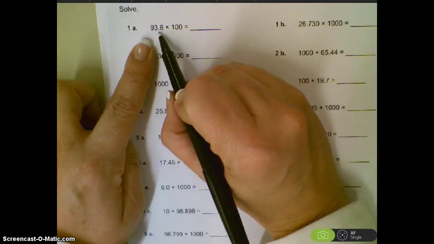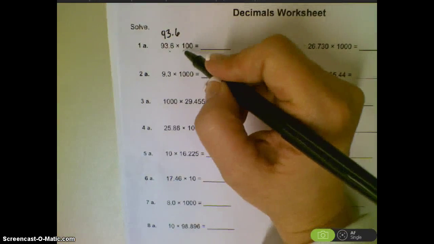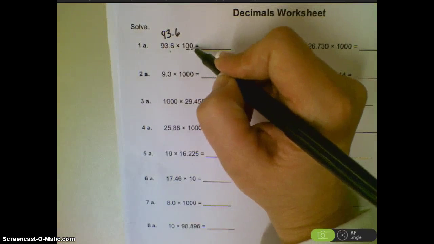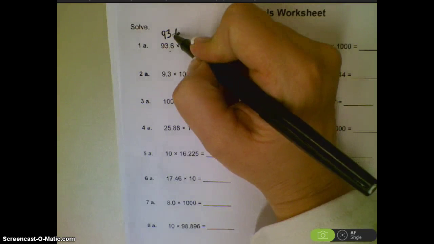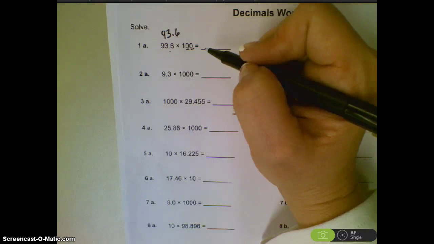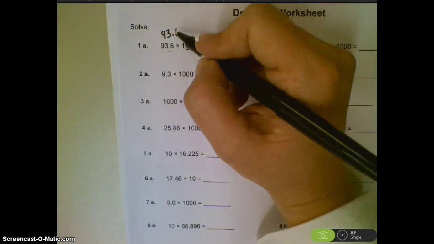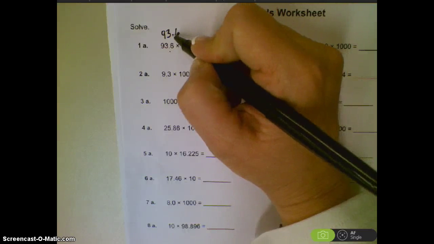I'm going to find my decimal here. I'm going to just rewrite it up at the top, 93.6, and I'm going to count how many zeros I have back here. And I have 2, so I'm going to move my decimal over 2 places to the right. Since I'm multiplying, I know my number is getting bigger. At some point you're going to learn it for division too, and you'll realize your number gets smaller, so you're going to go left. But we're going right. So 2 places to the right.